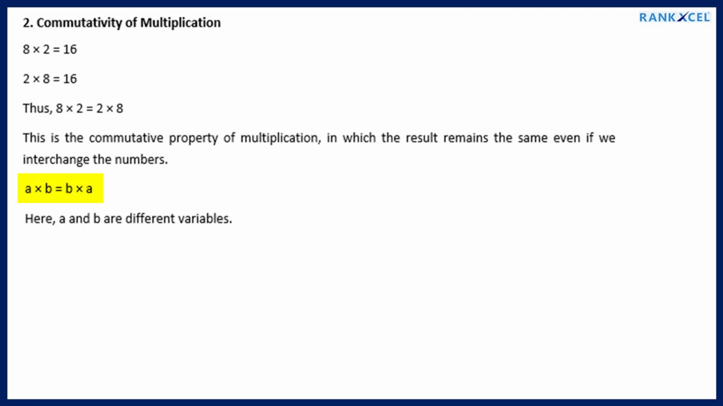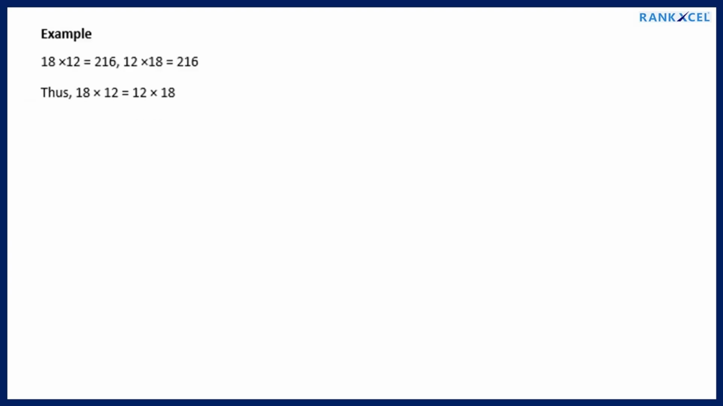A times B equals B times A. Here, A and B are different variables. Example. 18 times 12 equals 216, 12 times 18 equals 216. Thus, 18 times 12 equals 12 times 18.